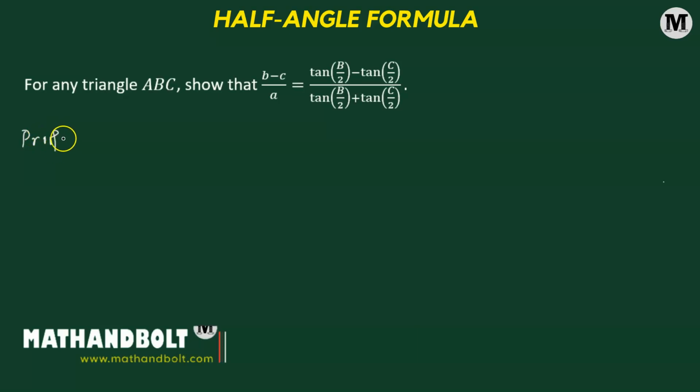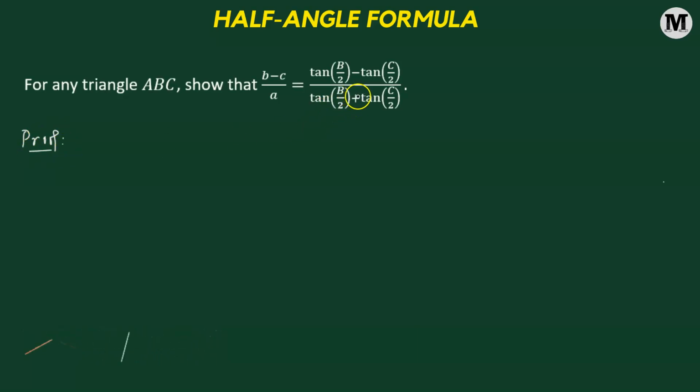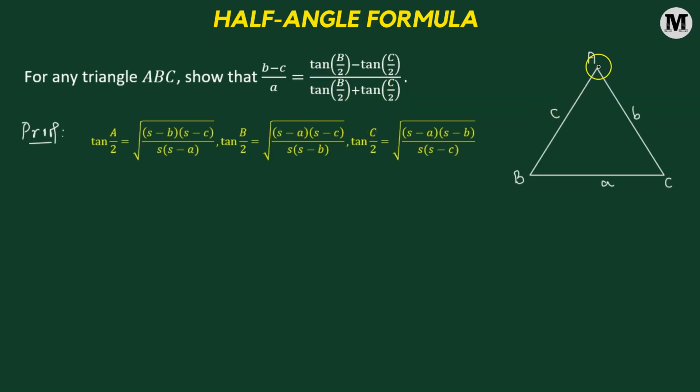Let's talk about the terminologies and the formulas that we'll be using to solve this problem. Here we consider a triangle ABC. The sides opposite to angle A, angle B and angle C are denoted by the lowercase letters a, b and c respectively. If we take the sum of the sides, a plus b plus c, and divide it by 2, that gives us the semi-perimeter, denoted by lowercase s. And then we have the half angle formulas for tangent of A over 2, tangent of B over 2 and tangent of C over 2. Now using this, let's start the problem from the right hand side.